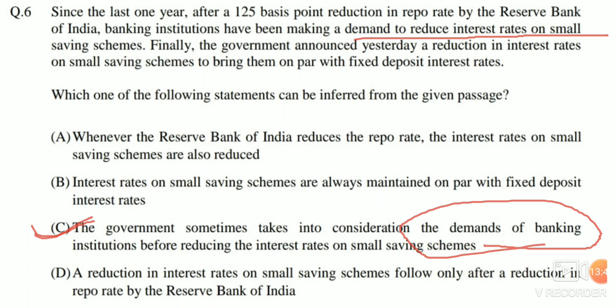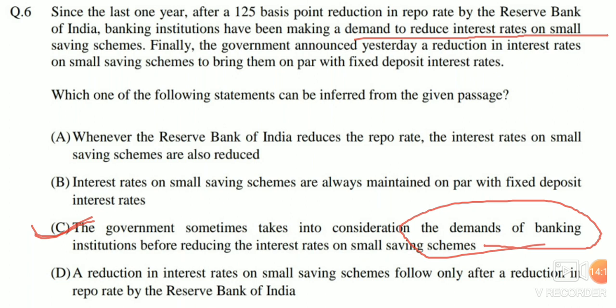We will get from that which one of the following statements can be inferred from the given passage. Whenever the Reserve Bank of India reduces the repo rate, the interest rates on small schemes are also reduced. Interest rates on small savings schemes are always maintained on par with fixed deposit interest rates. The government sometimes takes into consideration the demands of banking institutions before reducing the interest rates on small savings schemes. A reduction in interest rate on small savings schemes follows only after a reduction in repo rate by the Reserve Bank of India. Generally, all 4 points may be correct.